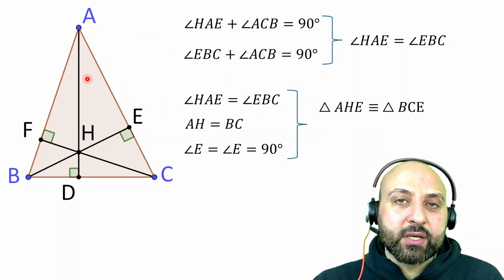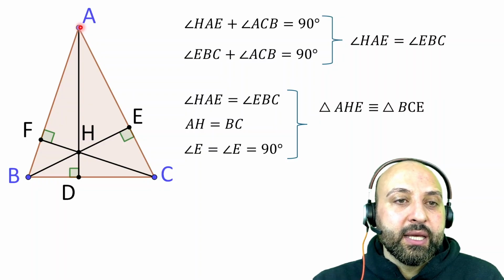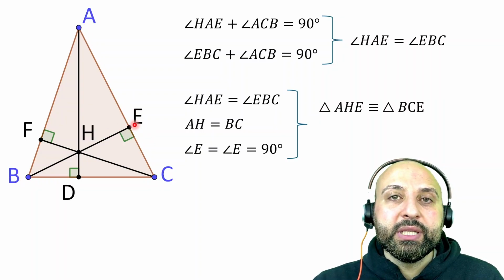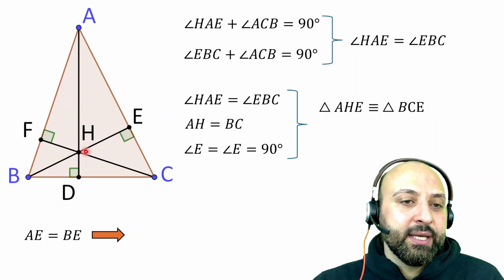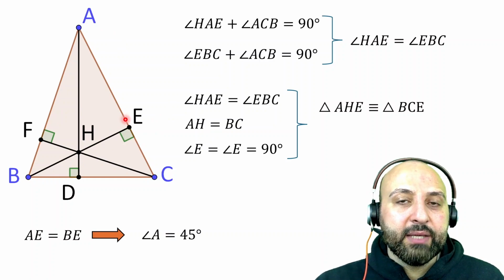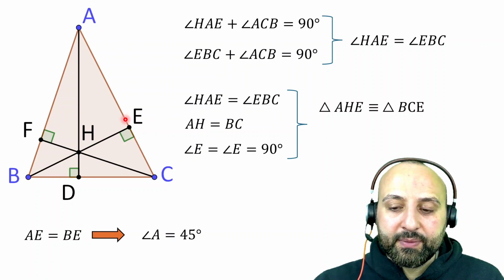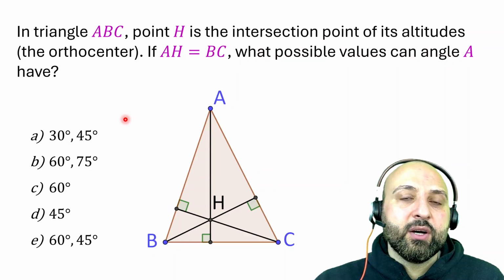If these two triangles are congruent, we conclude that AE has to be equal to BE. All right. Then this is a right triangle and AE is equal to BE. Therefore, the angle A will be 45 degrees. Therefore, the correct answer is option D.